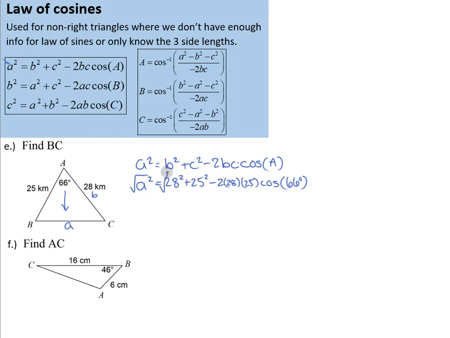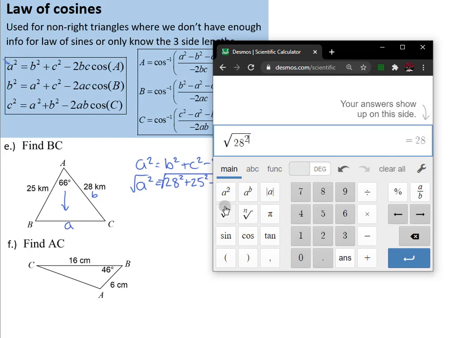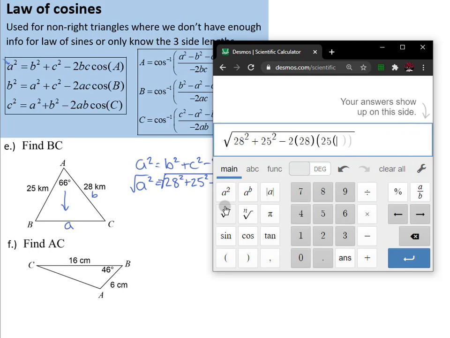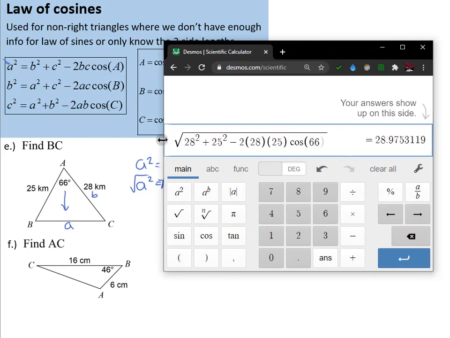That's a pretty terrible symbol, but hopefully you get the idea here. All right, there we go. So now we want to type that into our Desmos calculator. So the square root of 28 squared plus 25 squared minus 2 times 28 times 25, times the cosine of 66 degrees. So I'd probably make this a little wider here so we can fit it all on the screen. And make sure your calculator, of course, is in degree mode, so your calculator knows 66 is degrees and not radians.